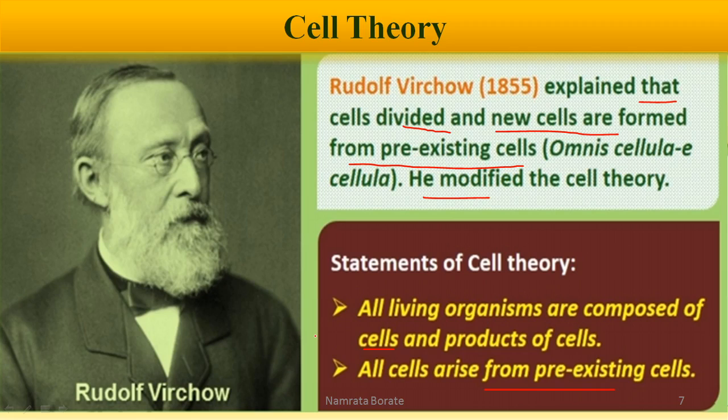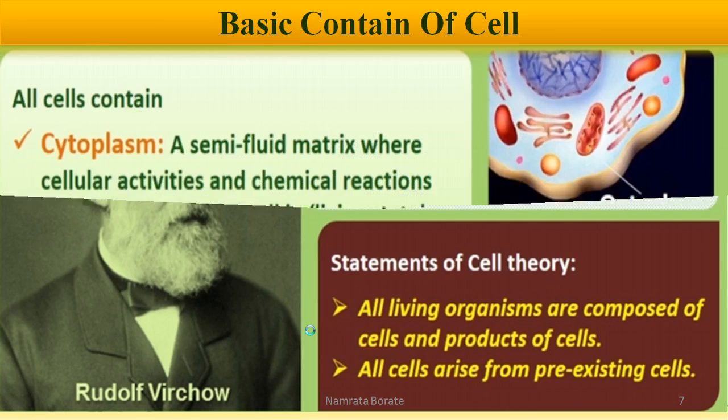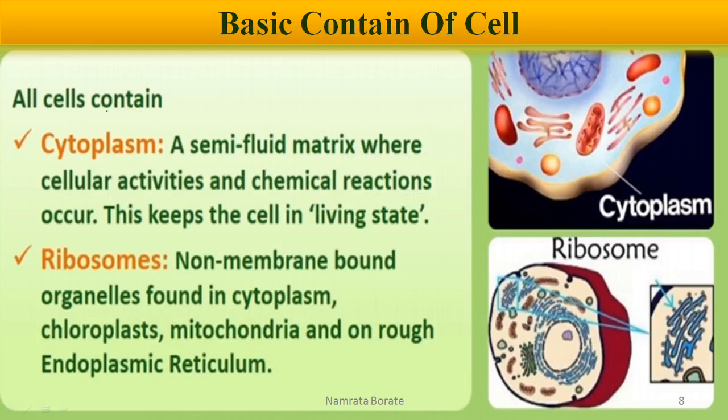Cell shows the transformation of energy. Cell contains the nucleic acids, that's the DNA and the RNA, in the nucleus and the cytoplasm. Afterward, the cell contains the basic components. Means each and every cell contains the basic components. In that the first one is cytoplasm and the second one is the ribosomes. The cytoplasm is the semi-fluid matrix where cellular activities and the chemical reactions occur. This keeps the cell in the living stage. This is a very important point in case of the cytoplasm.